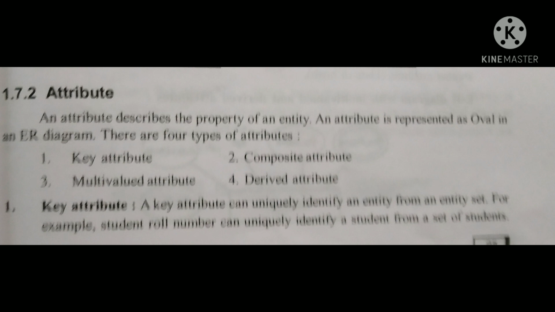The first one is the key attribute. The second one is the composite attribute. The third one is the multi-valued attribute. And the fourth one is the derived attribute. What is the key attribute?